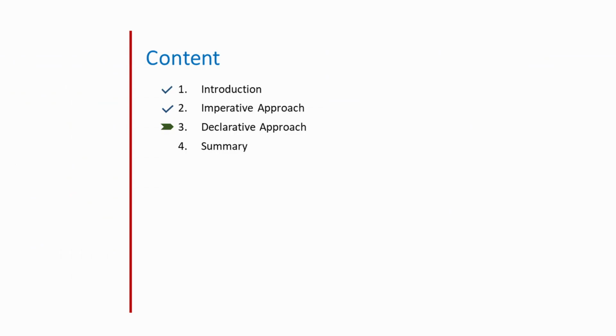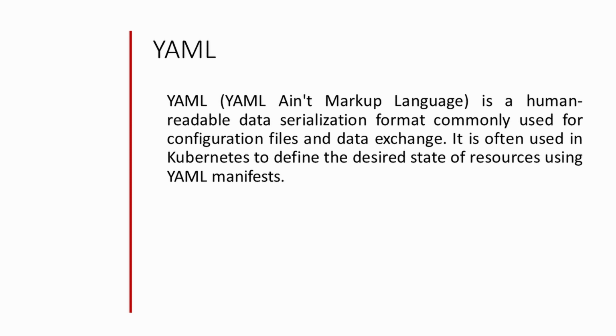Declarative approach. In this approach, YAML files are used in Kubernetes to define the desired state of various resources within the cluster. First, we will check the basics of YAML files. YAML is a human-readable data serialization format commonly used for configuration files and data exchange. It is used in Kubernetes to define the desired state of a resource using a YAML manifest.